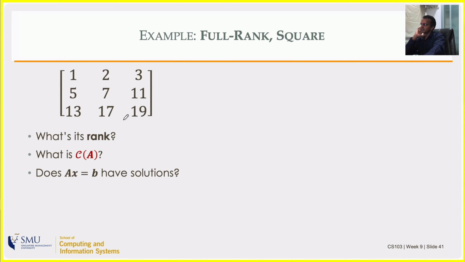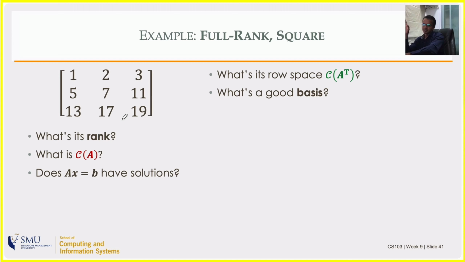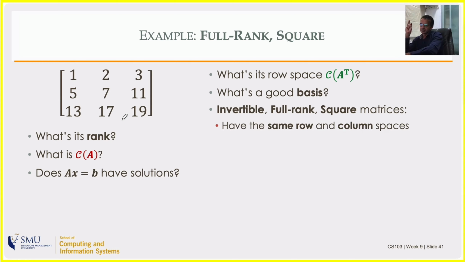So the solution is just the inverse of this matrix times whatever b you have, and that will always give you just one solution. What's its row space? It's again R3. What's a good basis for the row space and the column space? The identity matrix. So remember, all invertible matrices will have the same row space and column space. So invertible will imply that it is a square matrix. It will also imply that it's full rank.